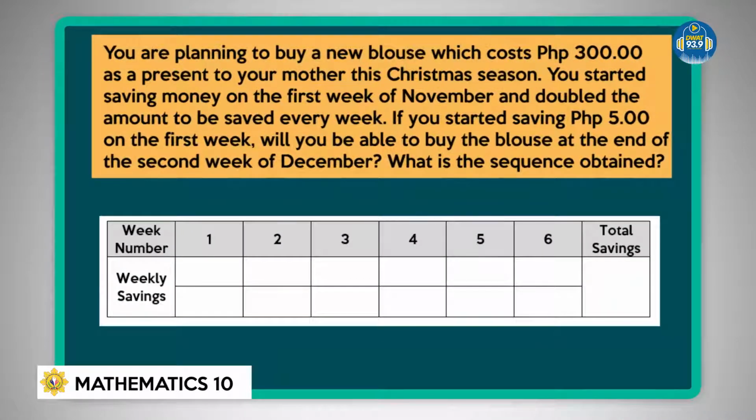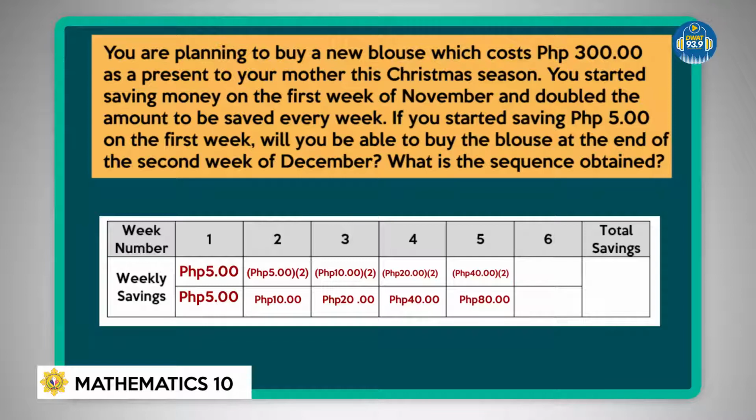On the first week of saving, the weekly savings is 5 pesos. And the second week, 5 pesos times 2, which is 10 pesos. And the third week, we have 10 pesos times 2, we have 20 pesos. On the 4th week, 20 pesos times 2, so the weekly savings is 40 pesos.